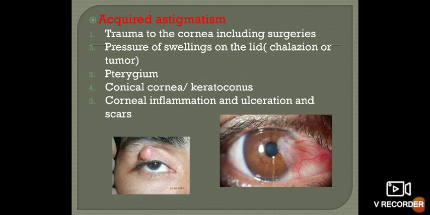Another type is acquired astigmatism. So acquired astigmatism may be due to trauma, like any trauma, abrasion, ulcer, or due to surgeries. Okay, pressure of swelling on the lid. Here you can see an image. This is a chalazion. Because of this heavy mass, it indents on the cornea, and because of this, there occurs astigmatism.